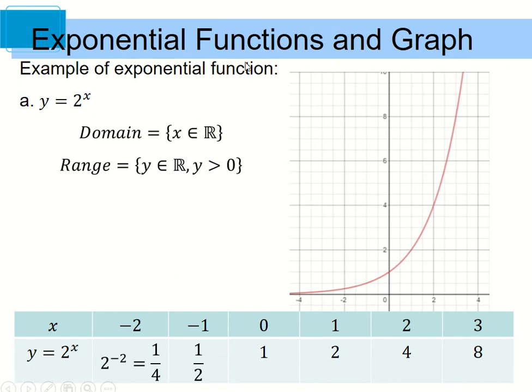Now, let's look at the graph of exponential function. If we have the exponential function y equals 2 to the power of x, this will be the graph. We can plot the graph by using these values. When x is negative 2, substituting into x, we have 1 over 4. When x is negative 1, y is 1 over 2. When x is 0, 2 to the power of 0, y is 1. When x is 1, y is 2, and when x is 2, y is 4, and so on. Okay, so this would be the graph.